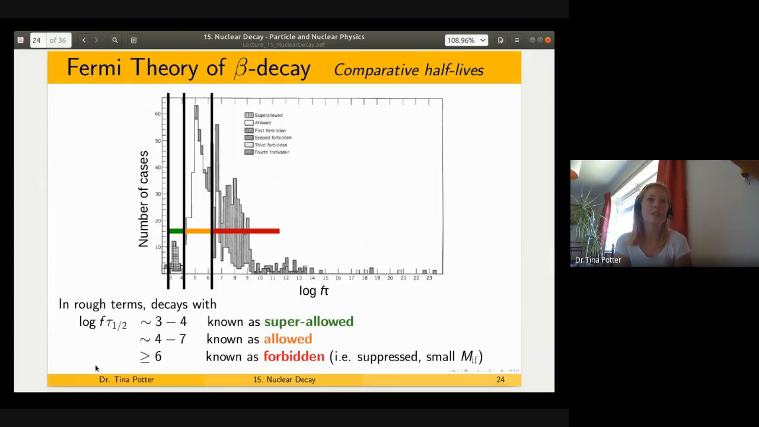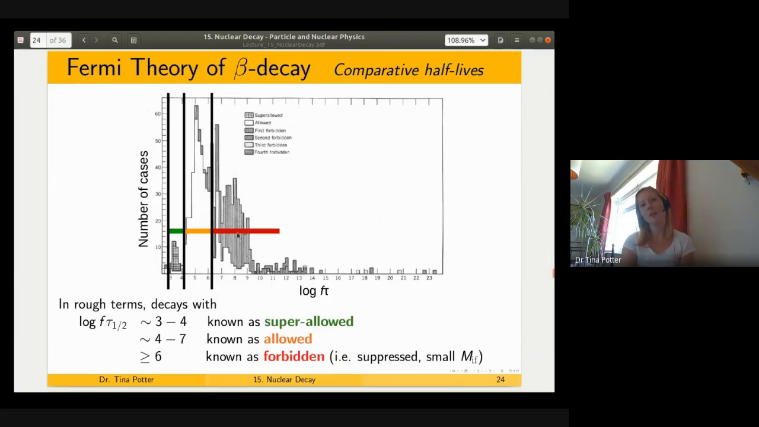So this is what this looks like. The number of cases is on the y-axis, i.e. the number of nuclei that give us these particular values of the comparative half-life f tau. What we find is that there are some that sit with very low comparative half-lives here, and these are known as super allowed. They appear actually to happen very quickly. The bulk of them here seem to sit between sort of 4, 6, and 7-ish, this sort of orange area here. These are known as allowed.